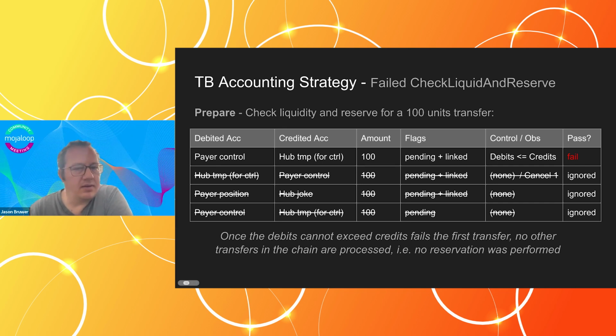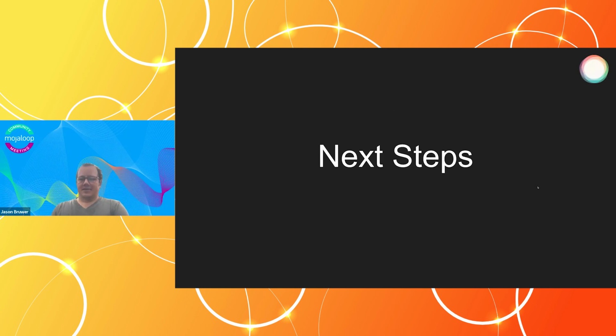Okay, and then we've got the other case of what we just mentioned. In the prepare step where you're doing the liquidity check, if the first transfer fails, you can see that we're still sending in 4 transfers, but because the first one failed and the transfers are all linked together, the rest will be ignored, nothing would have happened, and we get our failure. That's it, yes. So do you want to cover the next steps, Pedro?